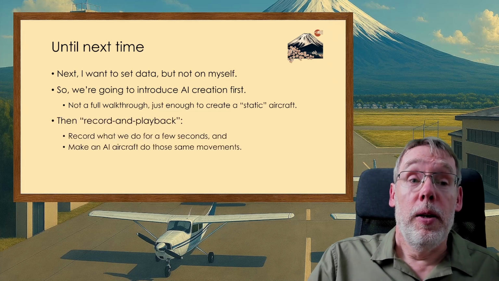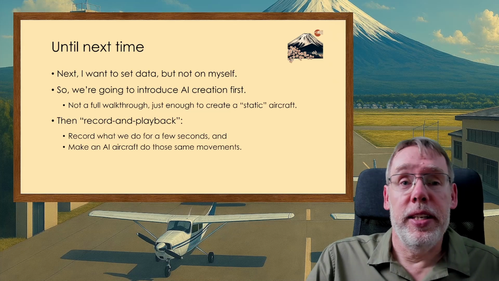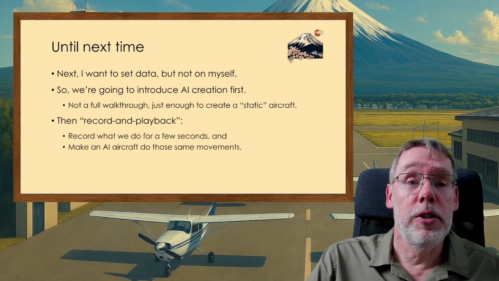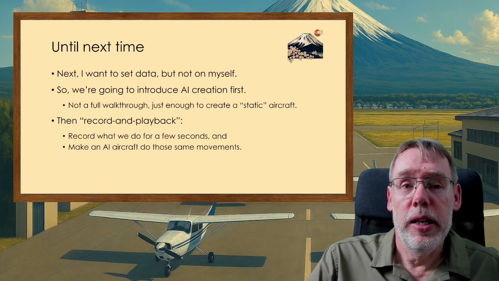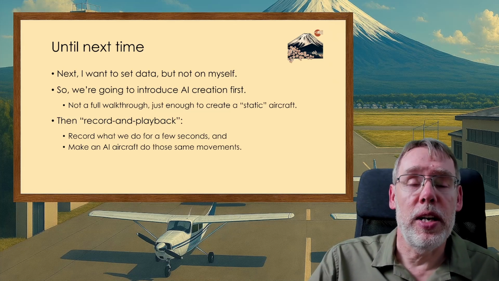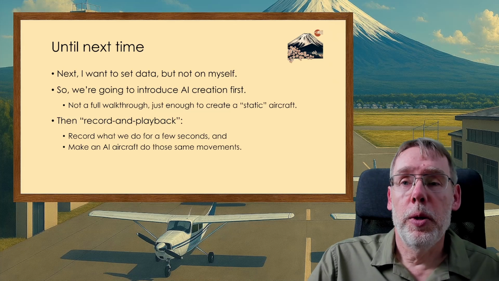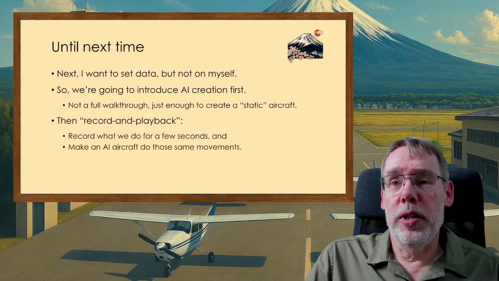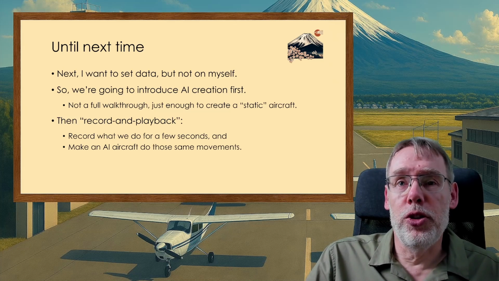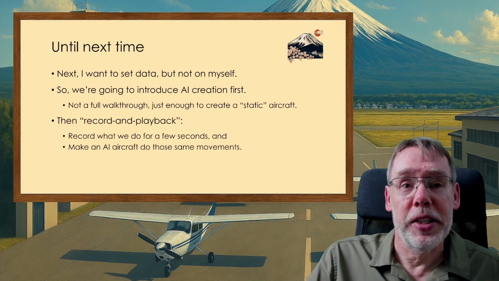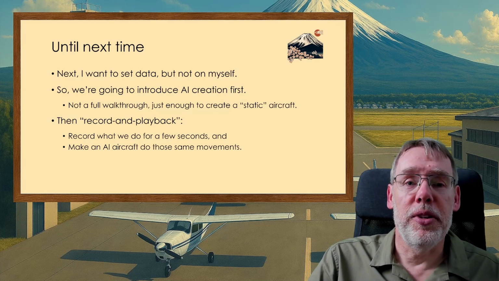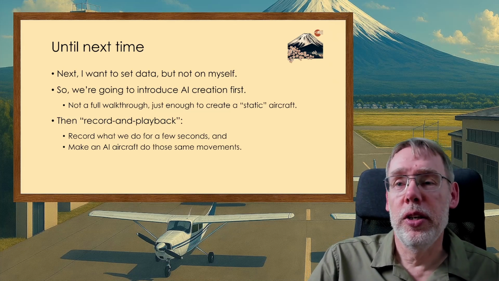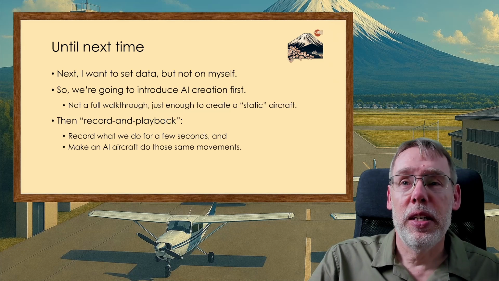And then let's do a record and playback. I think that's a nice thing to do. We're just going to make a recorder. We can specify on the command line or in some way how many seconds, and it will record our movements. And then we can go back and go to a different parking position and make sure that we can look at where we were and then replay that and have our previous aircraft show up and go through its paces.